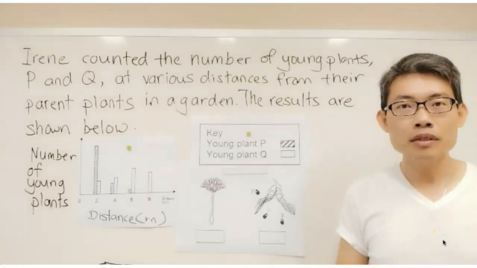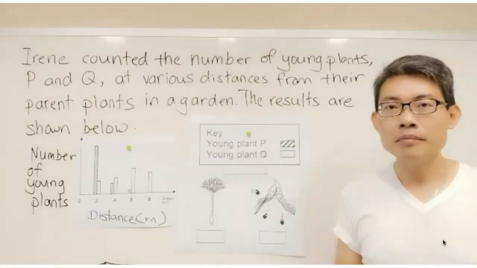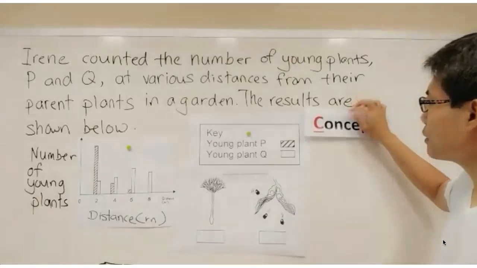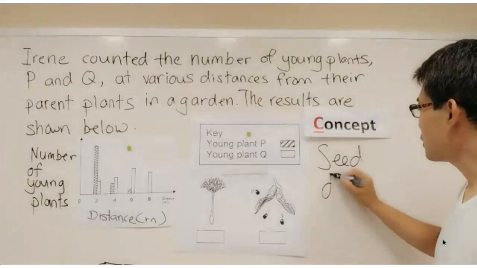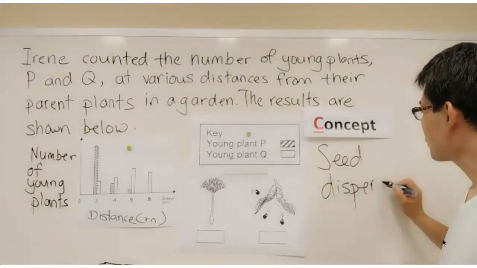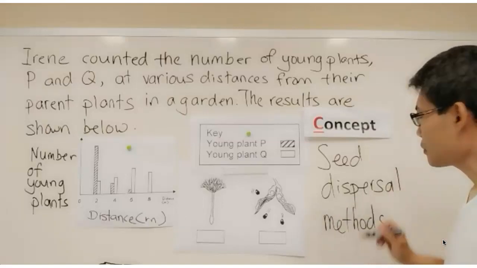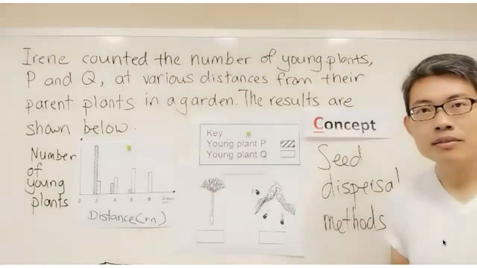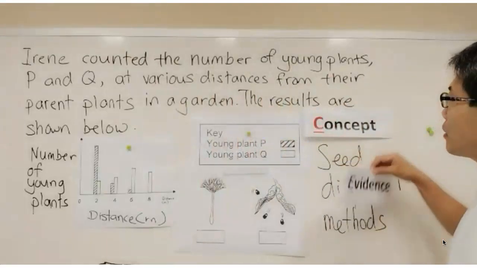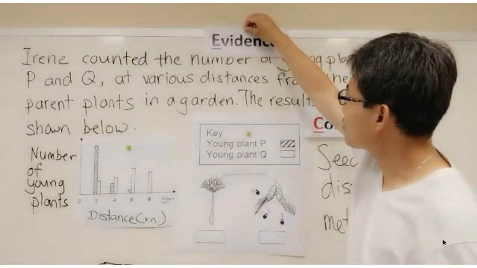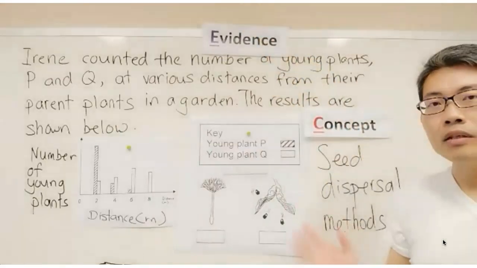Now, let's begin by looking at the concept. After reading through the question the first time, I think that the concept in this is about seed dispersal methods. Right? And what are my evidences? After I finish the concept, now I must look for evidences. So I'm going to underline or circle the evidences in the question now.